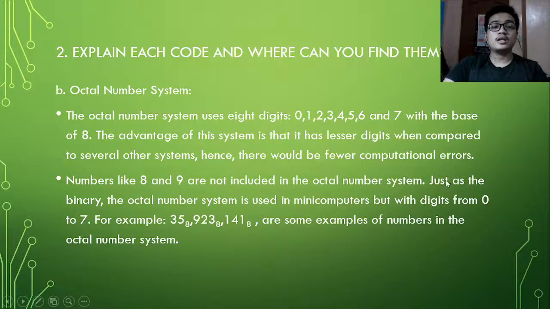Just as the binary, the octal number system is used in many computers but with digits from 0 to 7. So examples of these are 35, 9, 23, the base of 8, 141. So as you can notice, it has a base of 8.